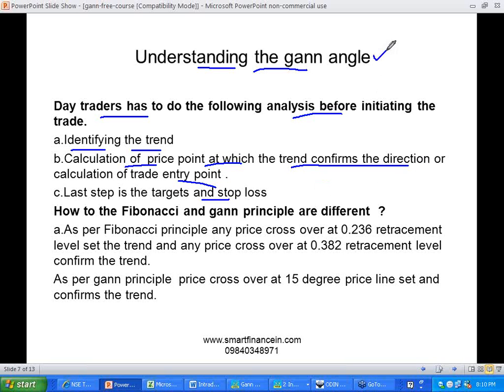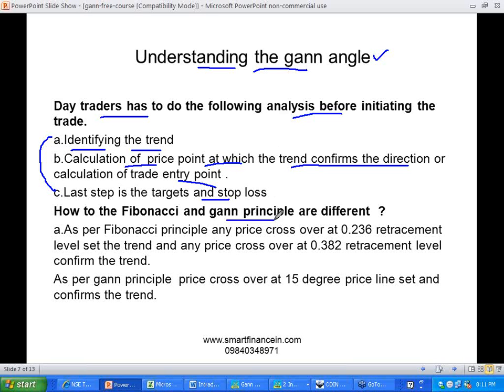Here the Gann angle principle will help you analyze all these three steps and give you a uniform decision for trade entry. This principle you can use for currencies, commodities, and stock indices, but not for options. Options is a different instrument.